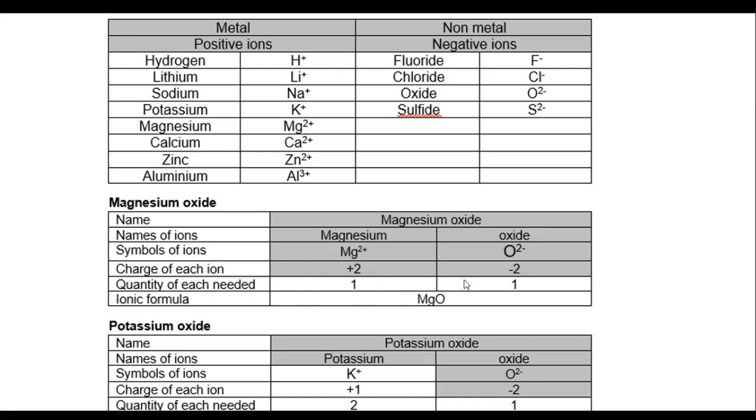Remember that we need to make sure that we have the same amount of negative charge as positive charge, which means that we only need one of each ion, which means our formula is just MgO. And remember that we don't need to write the ones in subscript, we just need to write subscript if there are more than one.